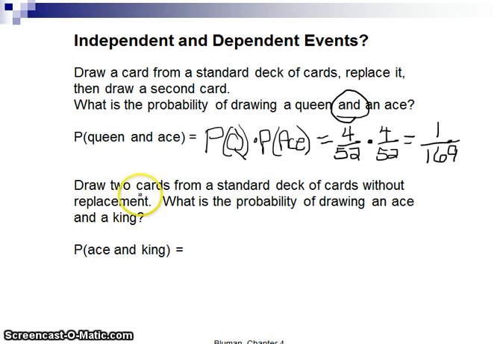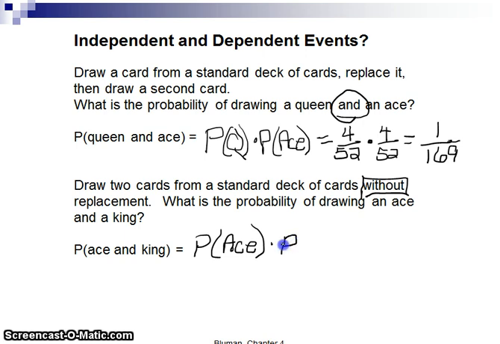Another type of situation to consider is, suppose we draw 2 cards from a standard deck of cards without replacement. Now, notice the difference here. We're going to draw a card, keep it out, and draw a second card. The question here is, what's the probability of drawing an ace and a king? So I'm looking at the probability of drawing an ace on the first card, but when I get ready to draw my second card, things have changed. I no longer have 52 cards in the deck. I only have 51. And I no longer have 4 aces, I only have 3.